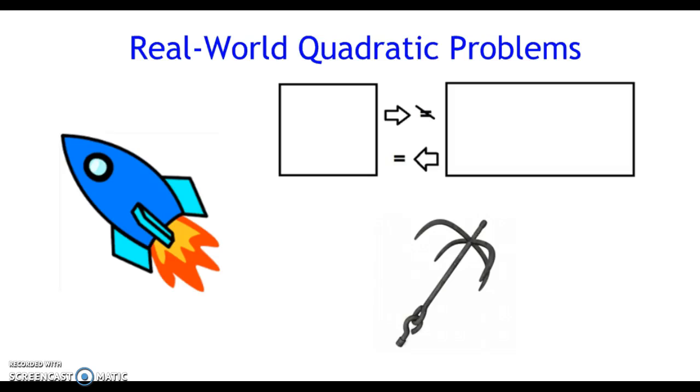Hello students, this is a review of some real-world quadratic problems for the Common Core Algebra 1 Regents. This was a request by a student, so thank you. Whoever you are, you know who you are. We're going to be talking about rockets, squares, rectangles, and grappling hooks.